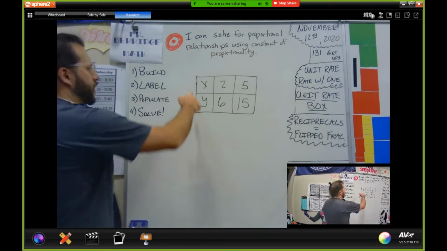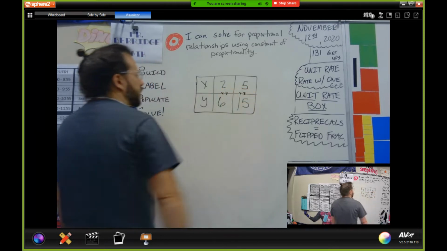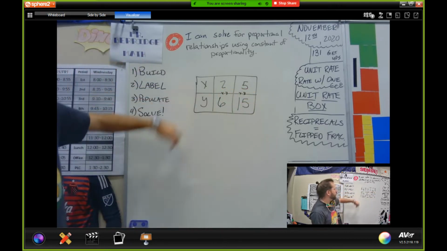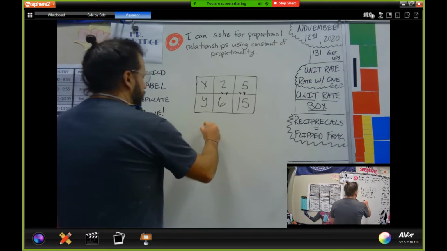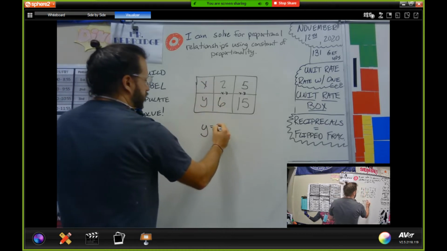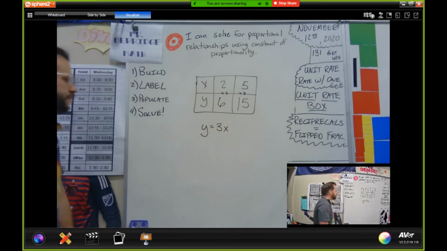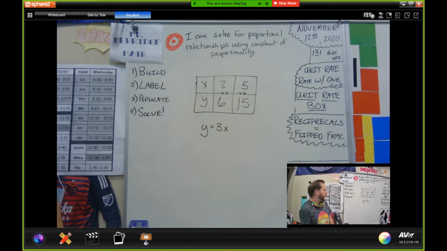So we can see from X to Y, we're just multiplying by 3, right? Times 3, times 3. So whatever is happening from X to Y, that is our constant of proportionality. And we're going to look at what that looks like in an expression, in an equation today. So Y is going to be equal to whatever X is times 3. So this is your equation for this unit rate box, this proportional relationship.